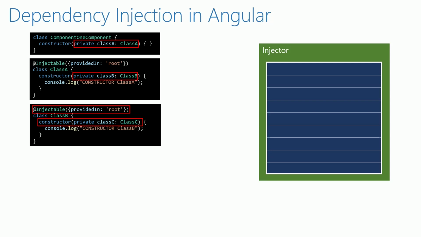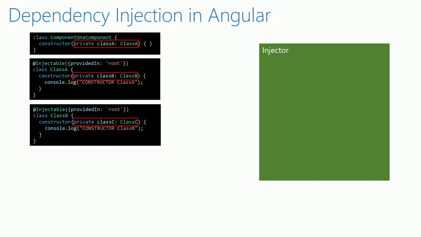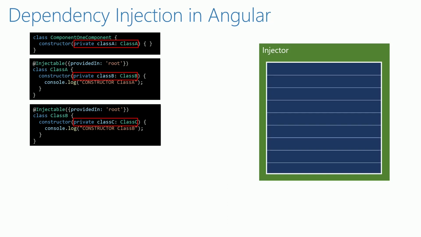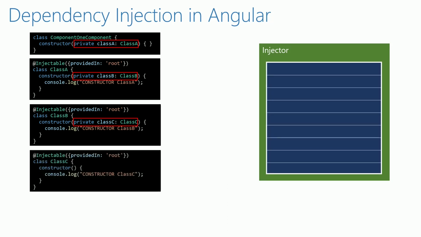The constructor of class B requires class C object as parameter. Now the injector looks in the registry for class C, which will not be present, and it tries to create class C using the constructor. The injector checks if class C is injectable. As it is injectable, it proceeds ahead. Class C constructor does not have any parameter, hence the object will be created and stored in the registry.